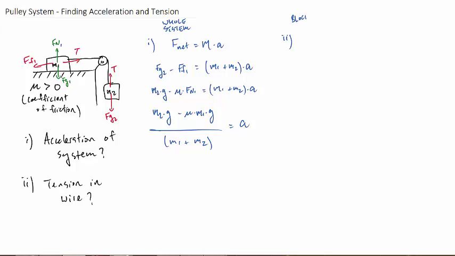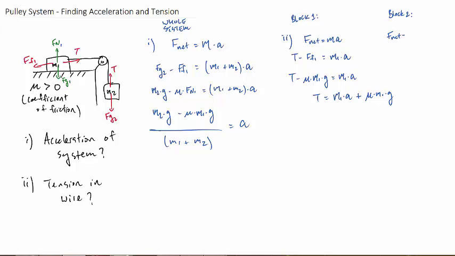If we want to find the tension, we actually have to look at each block individually. It doesn't matter which one we choose. We'll start with block 1, and looking at block 1, its net force is tension minus friction force, because that is basically what is causing the motion and opposing the motion. So you can rearrange that equation to solve for tension. Just have to move friction force to the other side, and now we have a general expression for tension.